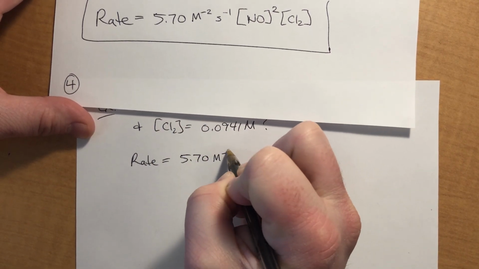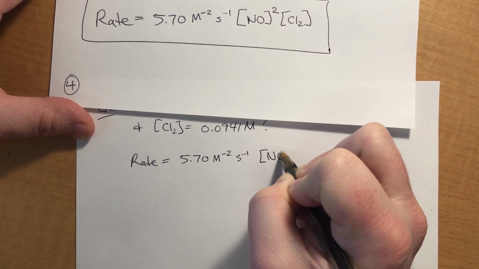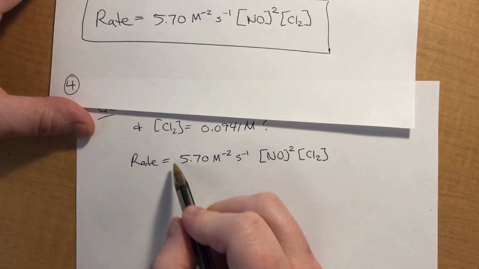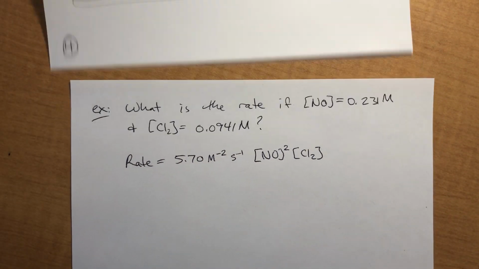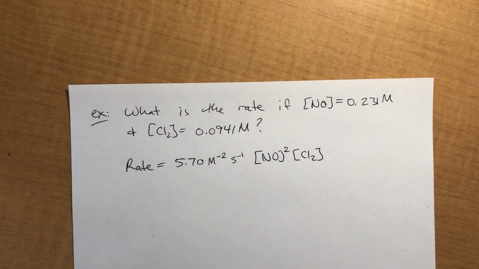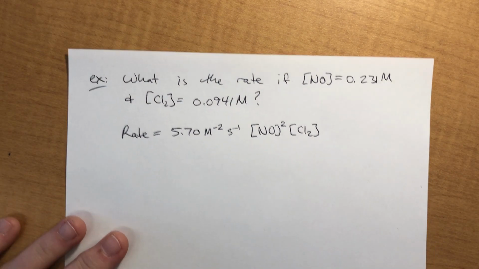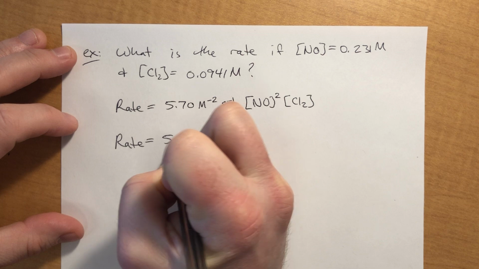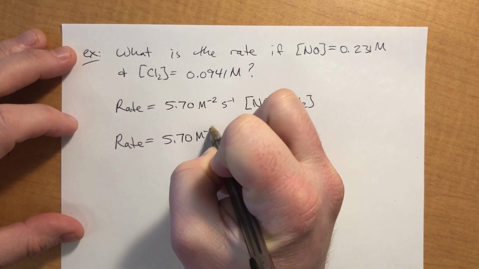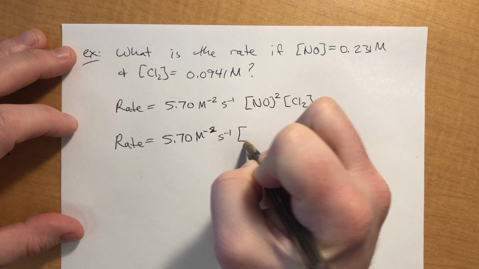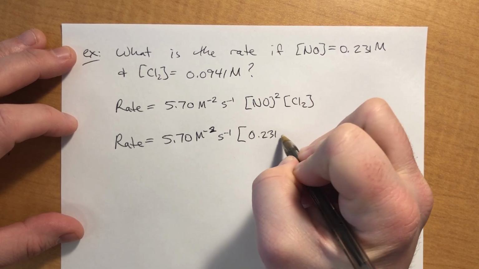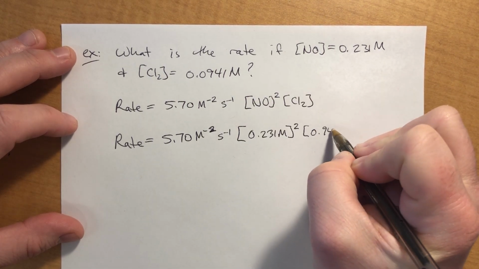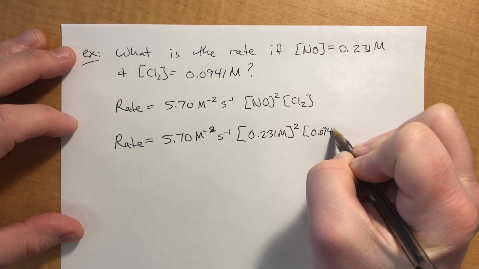Just rewriting it so it's on the same page here. So we just went through all this legwork to solve for k and m and n. We got the constant and the exponents. But now we can apply this to situations that are outside of the range of values that we have started with. So we're just going to plug everything in. We're solving for rate. We don't even have to rearrange anything. So it's 5.70 inverse molar squared, inverse seconds. NO is 0.231 molar squared times concentration of Cl2, which is 0.0941 molar.